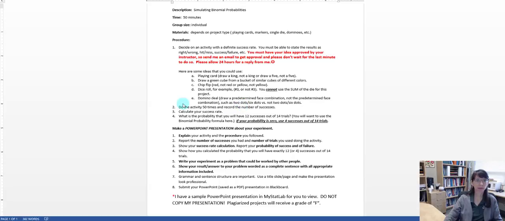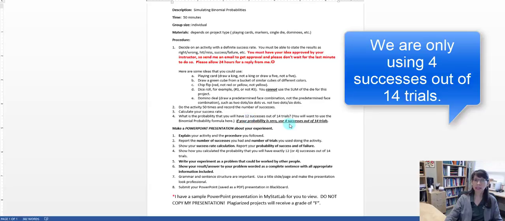So whichever of these activities you choose, or you may come up with your own idea, as long as it can be determined what success or failure is for the activity, you're going to do the activity 50 times and record your number of successes. You're going to calculate your success rate, and you're also going to determine the probability that you will have 4 successes out of 14 trials.